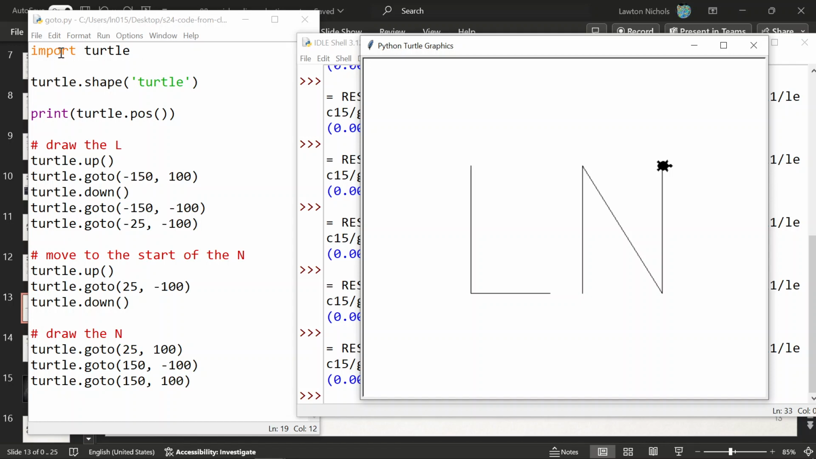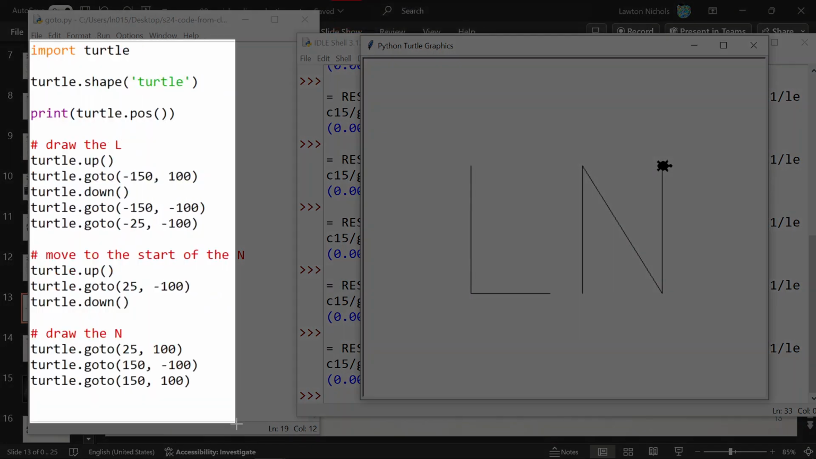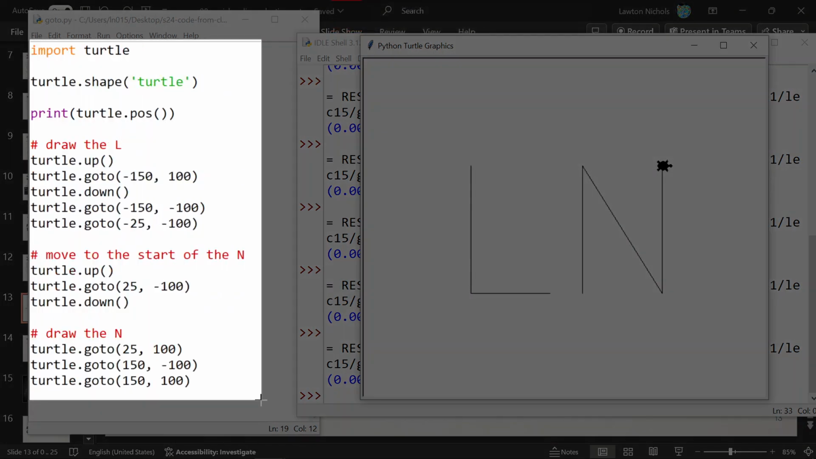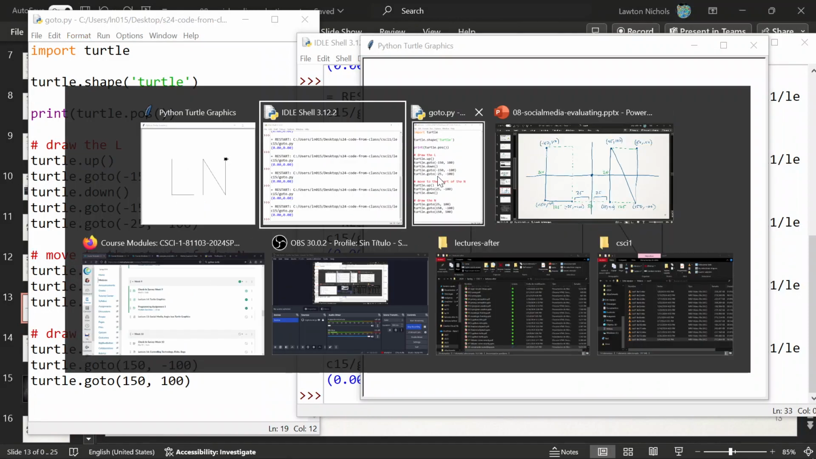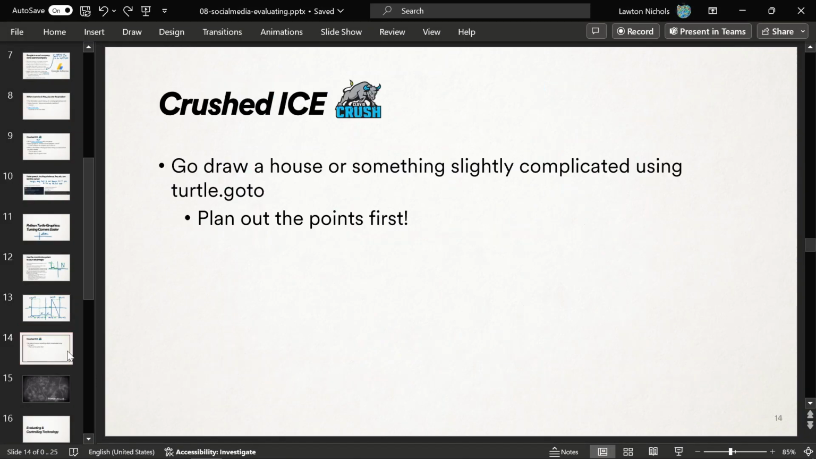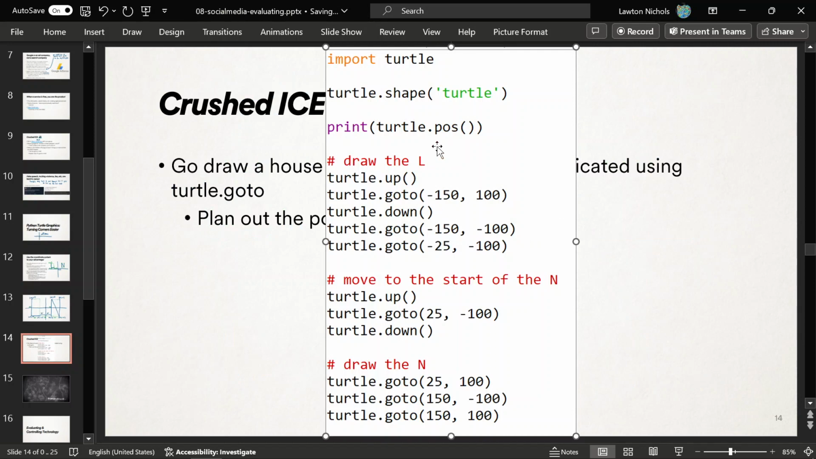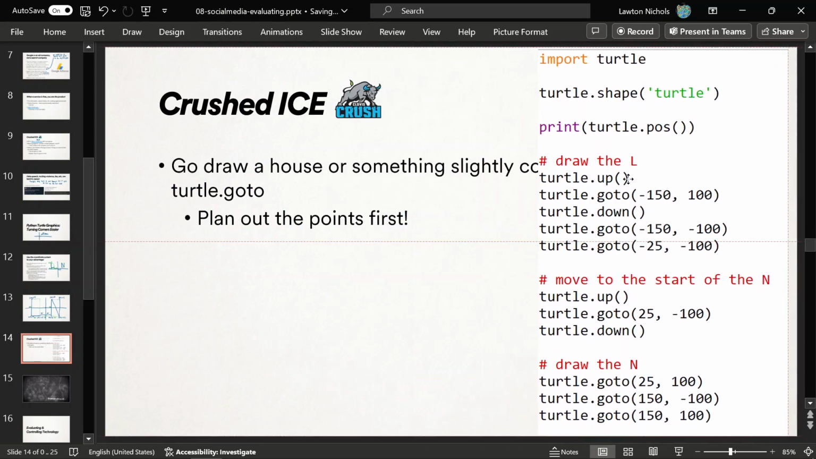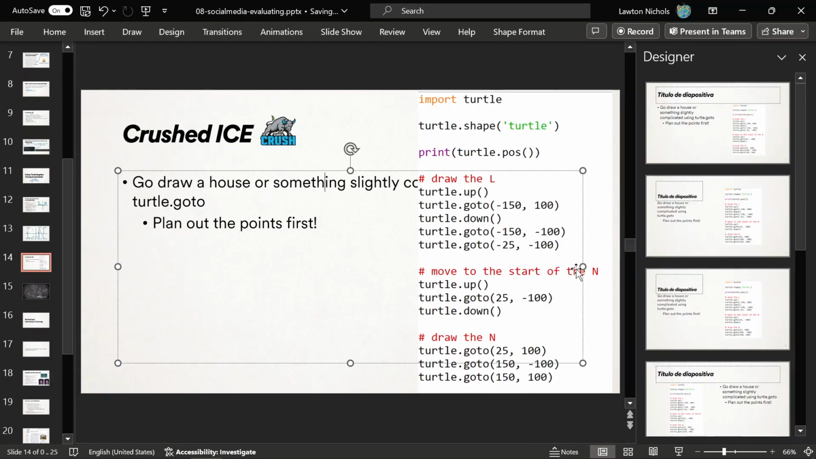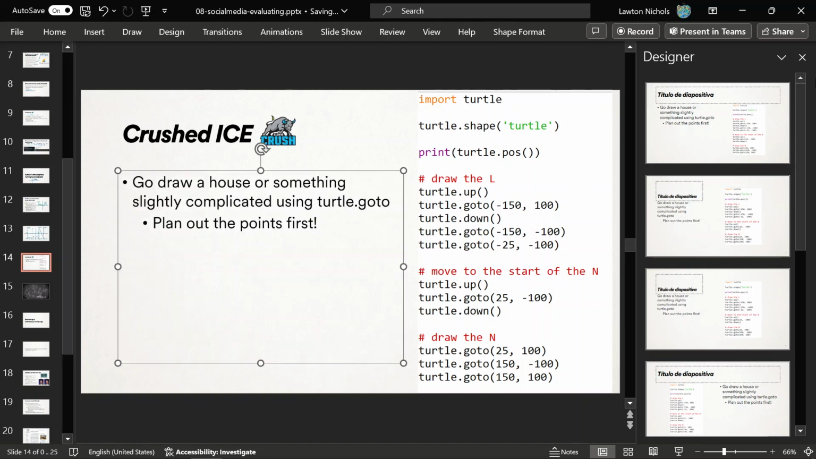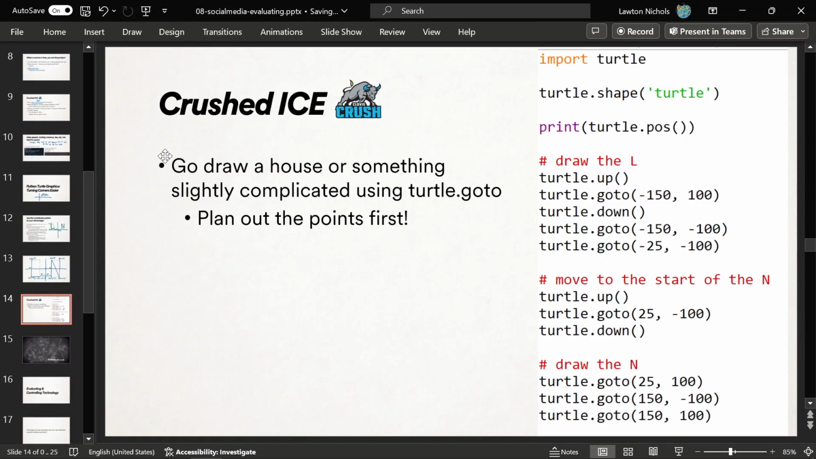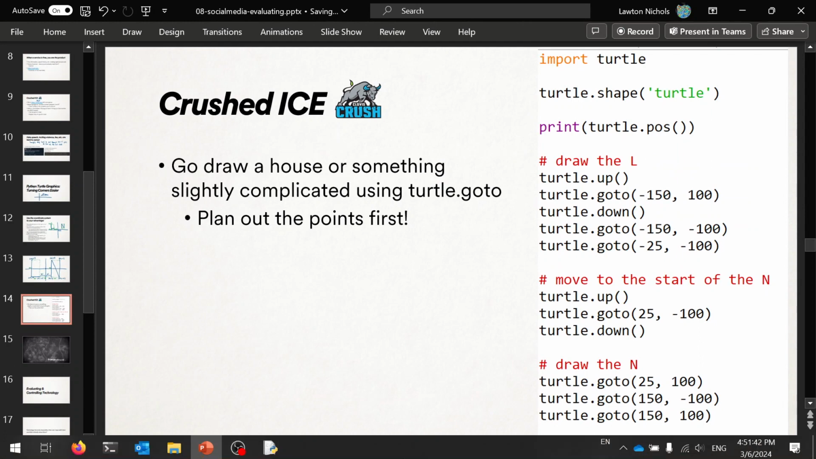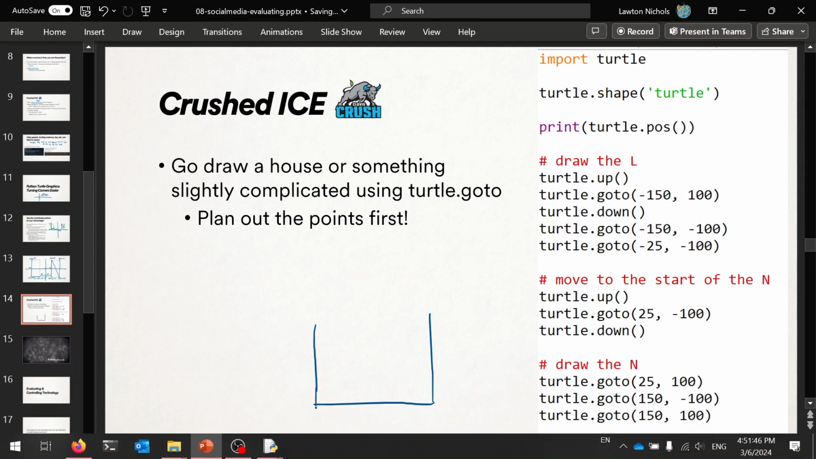All right. So if we're happy, I would like you to play around because that's how we learn. With your newfound knowledge of goto, here's my code. Go draw something. Plan it out and draw it. I'll give you a few minutes and then we'll wrap up. But go draw a house or something. Plan out the points. I'd like to draw this exact shape. Draw a little house.